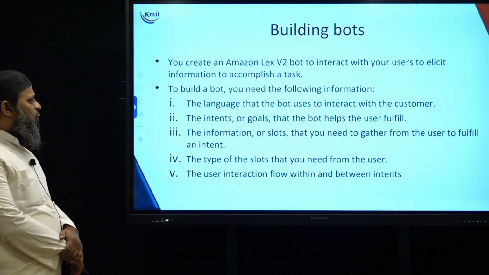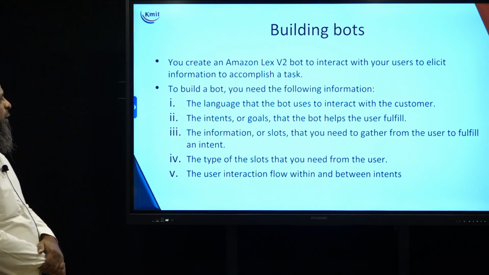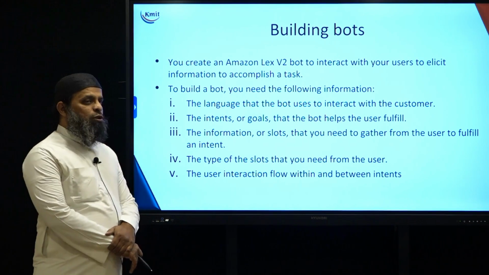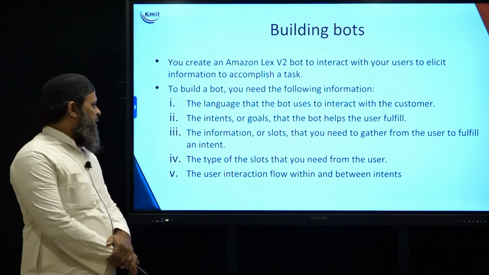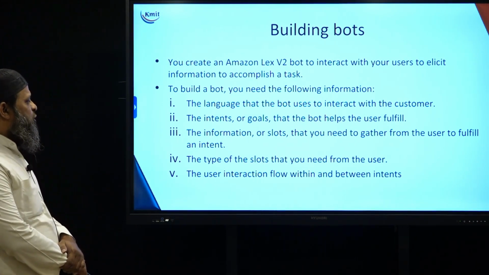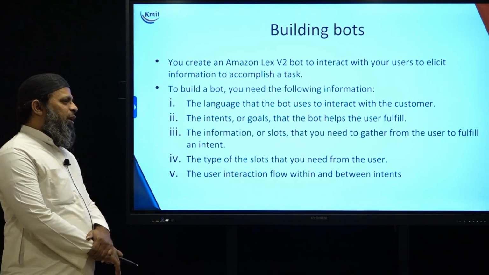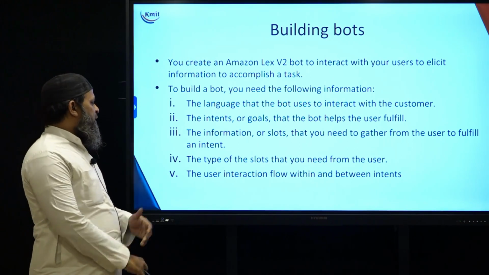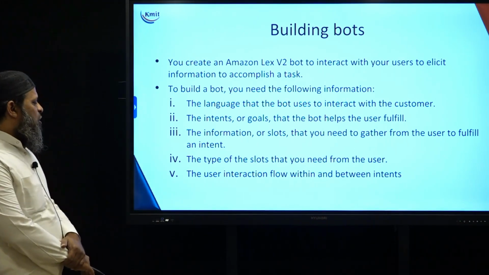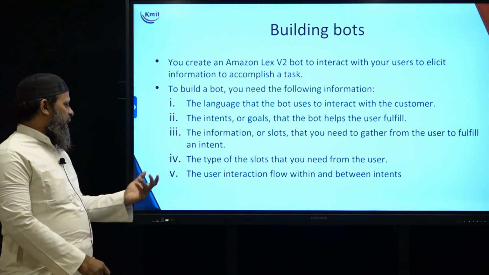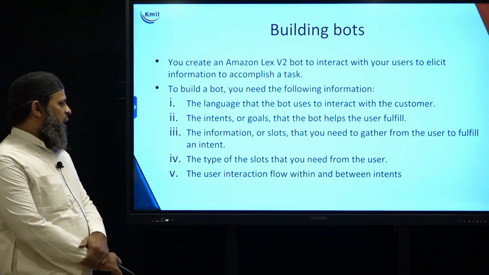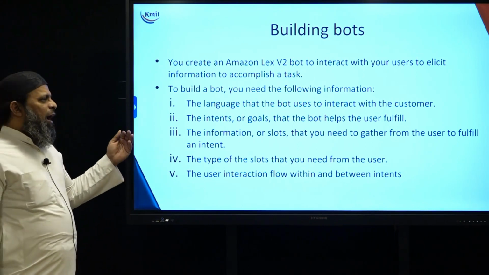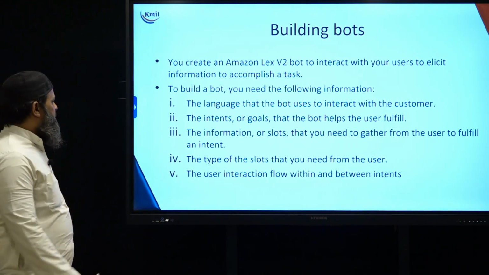So what all is required? In what language you are going to build, that is to be given. Then your intents are to be decided, meaning what the user wants to perform, those intents are given. Then in intents you have something called slots, whether the user is going to give a number or some alphanumeric value, that is taken by the slots. Once the slots take the type, the user will interact with the interaction flow within and between the intents, and then whatever task is to be done will be performed.